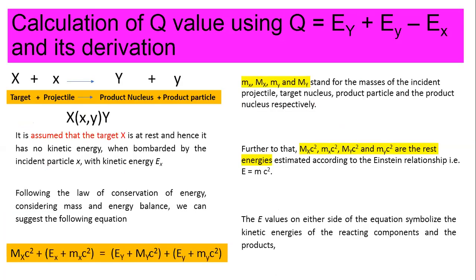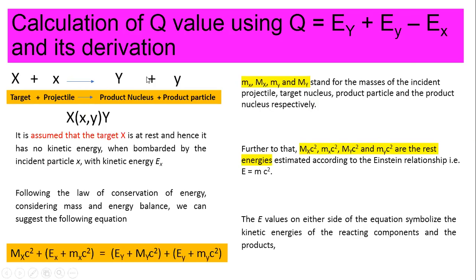So moving to the second and third objective, that means the calculation of Q value by using the difference in energy. So this is the advanced concept as compared to the previous one. So there are two ways you can calculate the Q value: by using the difference in mass, and by using the difference in the energies.